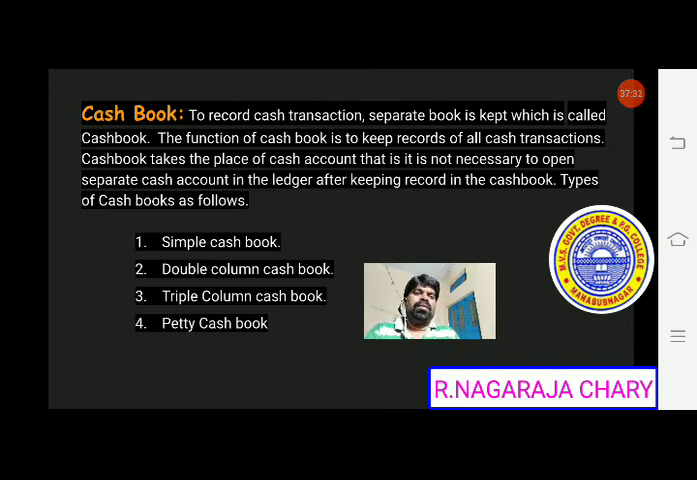Here let us see what the types of cash books are. Let us see one by one. Cash books are classified into 4 types: simple cash book, which we can also call single column cash book, double column cash book, triple column cash book, and petty cash book. These are the 4 types of cash books we have. Let us discuss one by one.